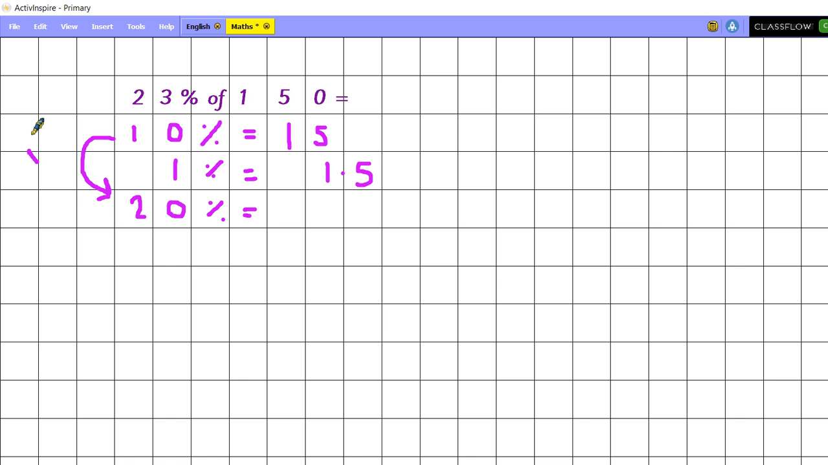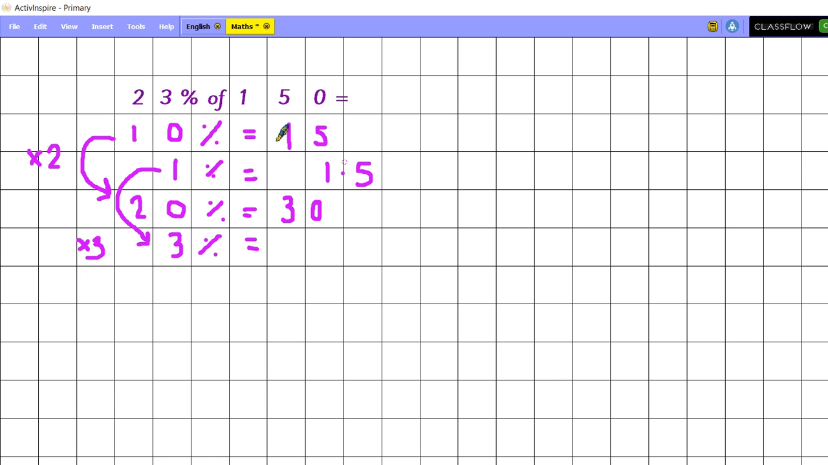Well, I've doubled it, or I've timesed it by 2. So let's times this answer by 2. Double 15 gives me 30. Okay, so 20% is 30. What about 3% though? So I've got here 1%. So the 3% here, what have I done to my 1%? I've timesed it by 3. Good. So now I'm going to do this times by 3, okay?